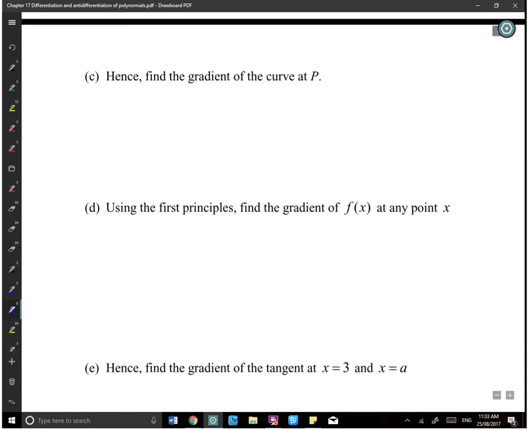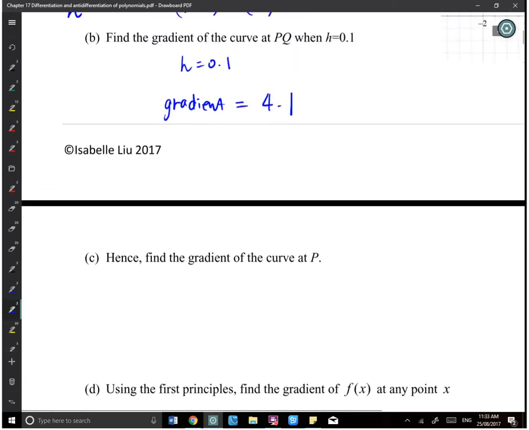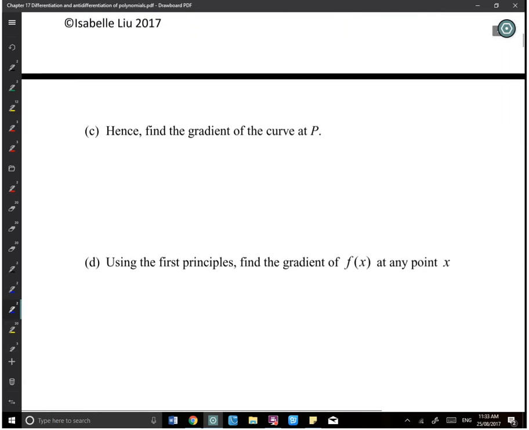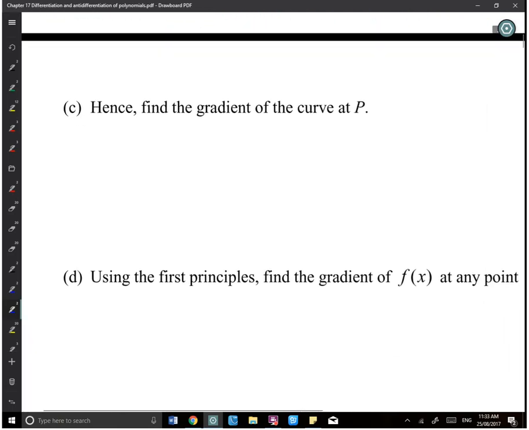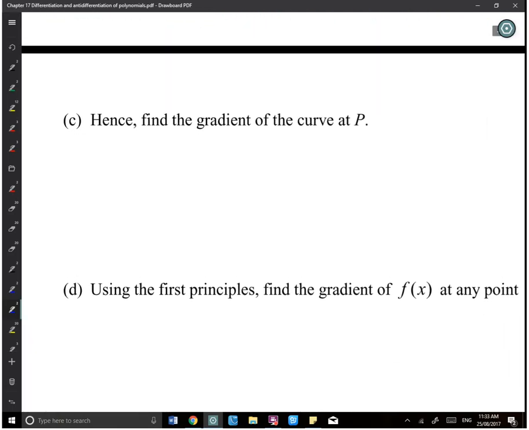Hence, find the gradient of the curve at P. So what is it looking for? Give me a math representation. What is it asking for? Like f something? The gradient. What's the symbol for gradient? You see it is talking about gradient?